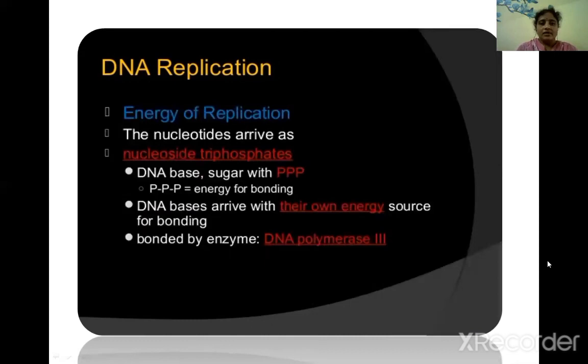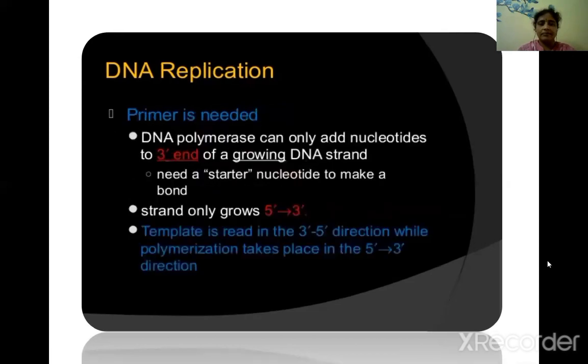Next, energy of replication. In the energy of replication, the nucleotides arrive as nucleoside triphosphates: DNA base, sugar, and triphosphates, which provide the energy for bonding. DNA bases arrive with their own energy source for bonding, bonded by the enzyme DNA polymerase 3.